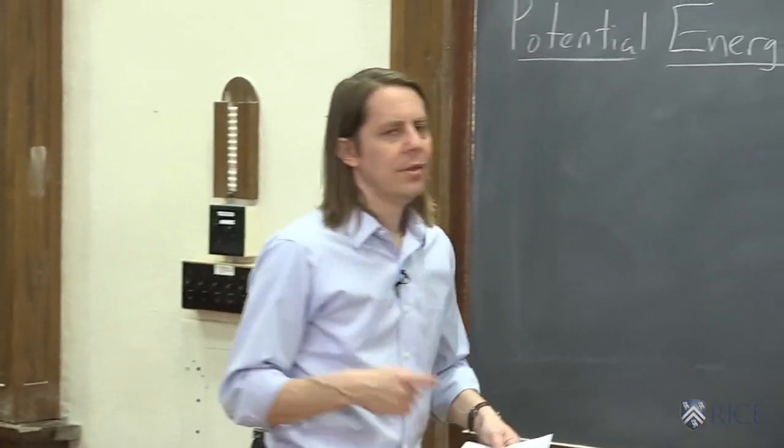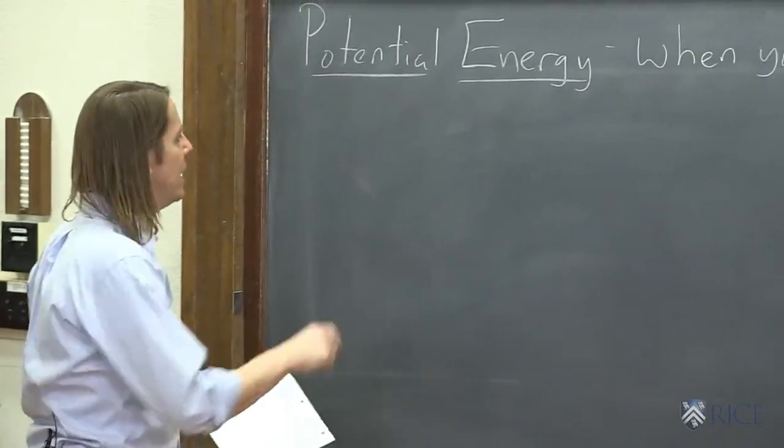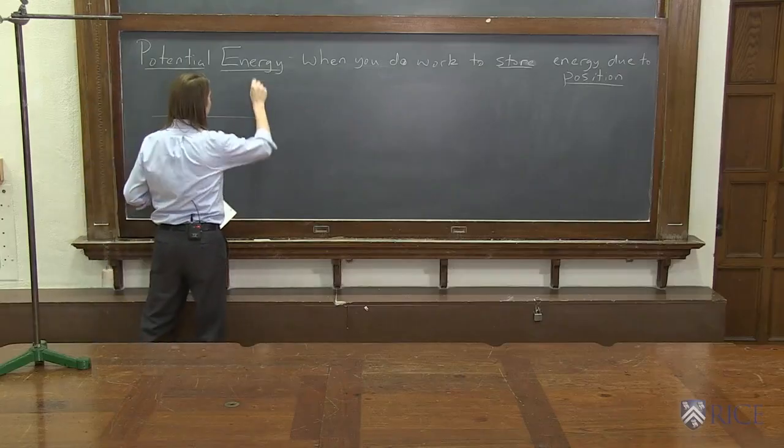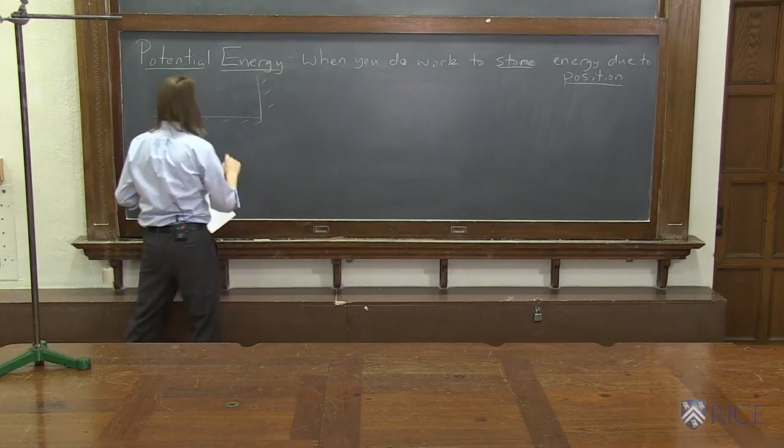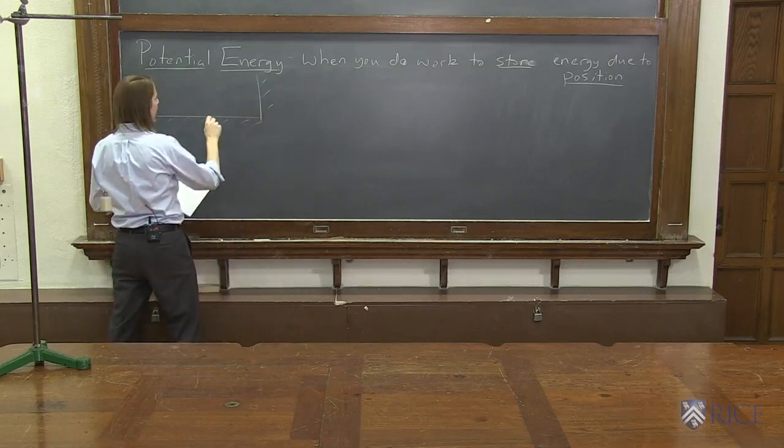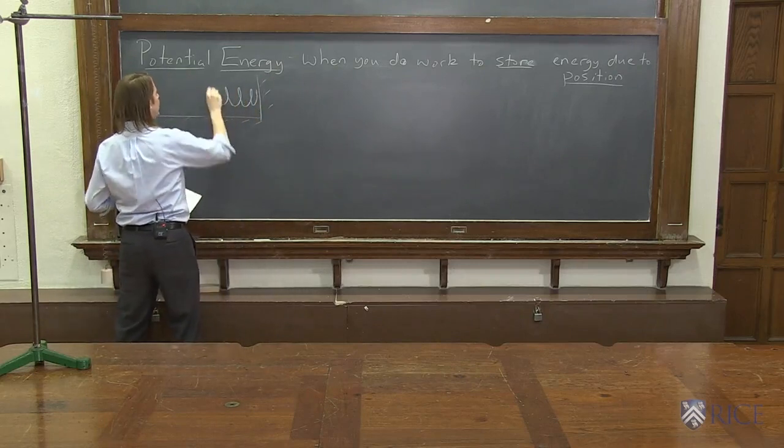So if I do some work on the system, now I've given it potential energy, and if I release it, it's free to convert that to kinetic. And in this system, it goes back and forth from kinetic to potential. So let's look at and calculate the spring's potential energy. I'm going to draw it and think about it sideways.